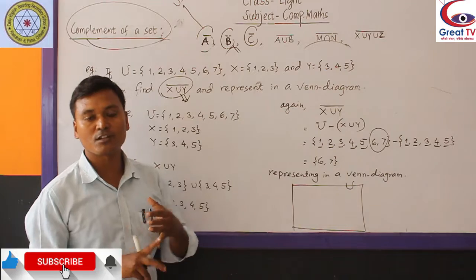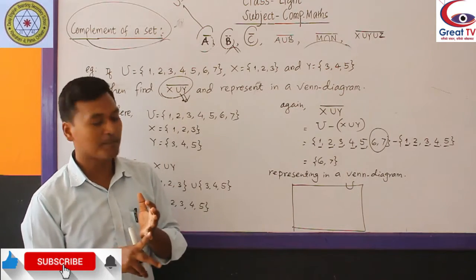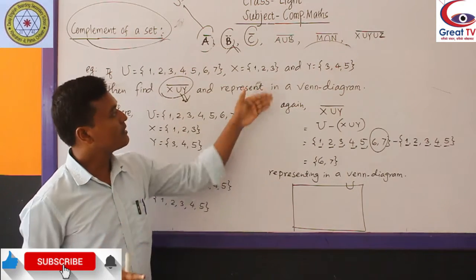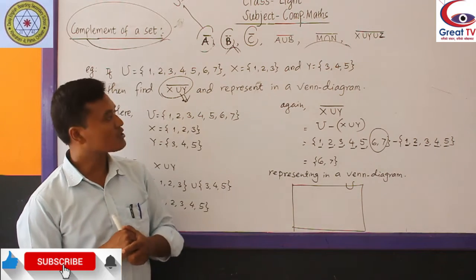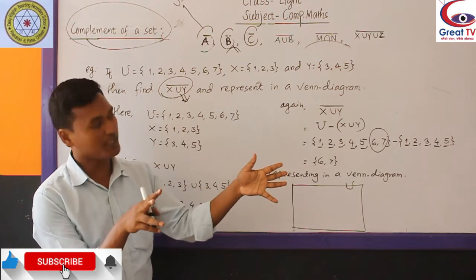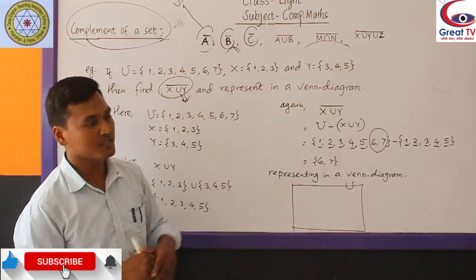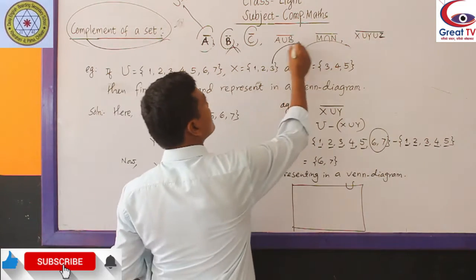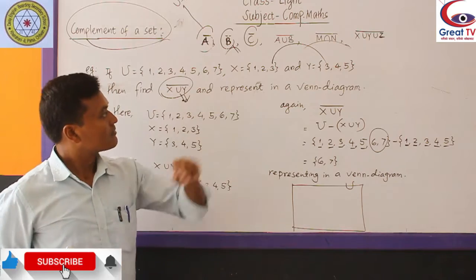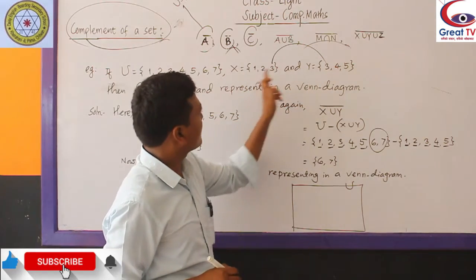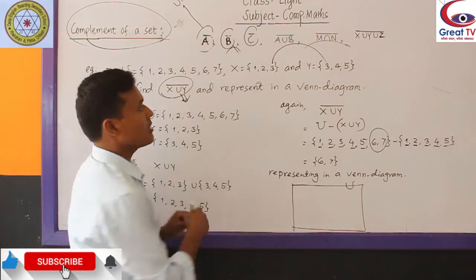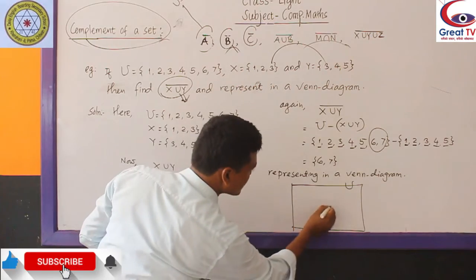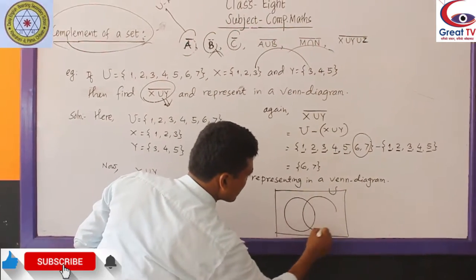And I have already told you in our previous class, if the sets are overlapping, we draw the diagram one way. If the sets are disjoint, we draw the diagram another way. If it is a case of subset, again we have another idea to draw the Venn diagram. So as 3 is the common element of the sets X and Y, X and Y are overlapping, so we draw this type of Venn diagram.